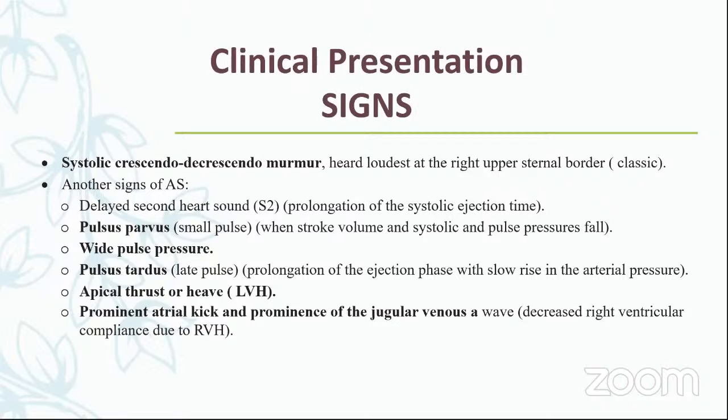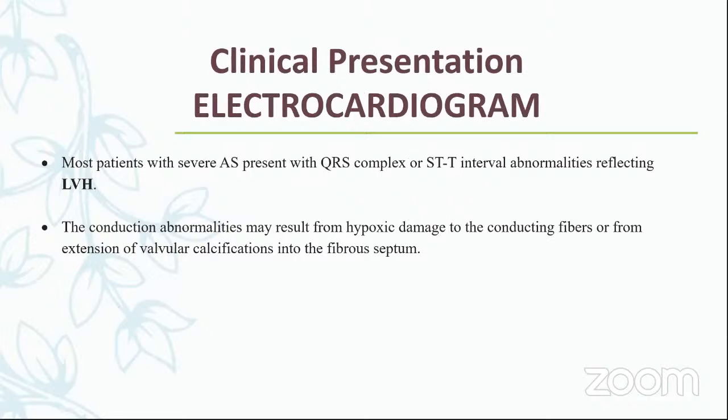time. If there is LVH, we can feel an apical thrust or heave, and on the central venous wave, we can see a prominent A wave due to decreased right ventricular compliance from the development of RVH, and this is in later stages. On ECG, sometimes we can see changes of LVH, and conduction abnormalities may result from hypoxic damage of the conduction fibers or from extension of the calcification into the fibrous septum.